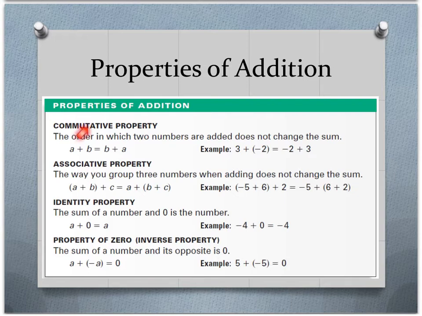So we'll start out with the commutative property of addition, which is simply the order of the numbers that you add. Doesn't matter, it will not change the sum. So looking at the algebraic model, a plus b has to be the same thing as b plus a. And then here's the specific example to write down. We're both going to get +1 when they add those two numbers together.